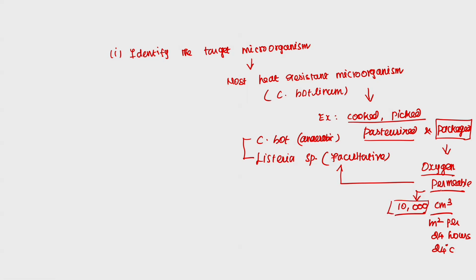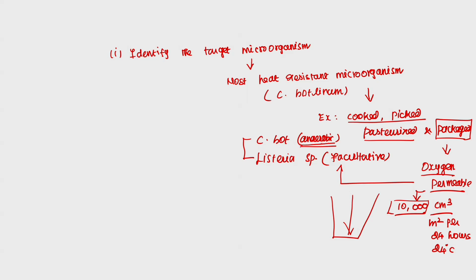Oxygen permeable packaging may also behave as impermeable, because if we have shallow or deep containers, then the oxygen permeability may be low, and sometimes if the food is kept in oil, then there also you will not have much oxygen permeation. So oxygen impermeable packaging may be of several categories: reduced atmosphere, controlled atmosphere, etc. If the packaging is oxygen permeable, then you will have a chance for Listeria species, or if it is oxygen impermeable, then CBOT, which is anaerobic, may be the target organism.